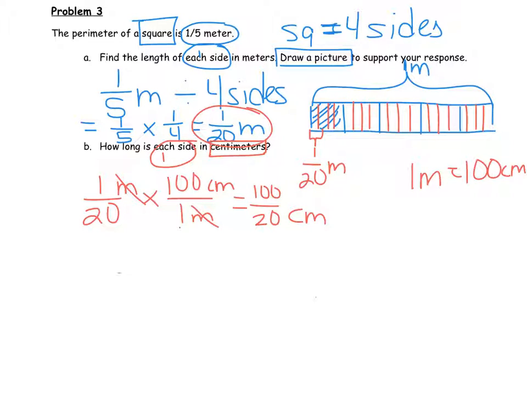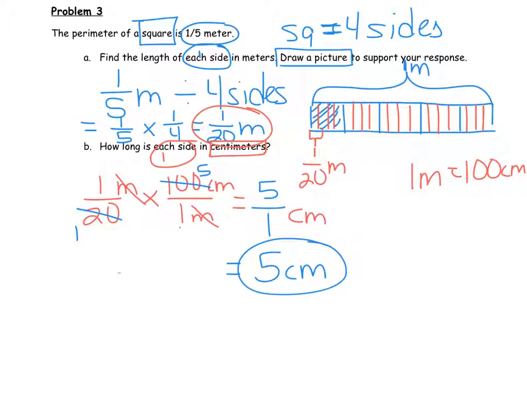But you know what? I forgot to simplify. Make life easy first. Goodness gracious. Well, I can simplify 20 and 100. I know 5 20s go into 100. So 100 divided by 20 is 5. 20 divided by 20 is 1. So let's do this over. Numerators. 1 times 5 is 5. 1 times 1 is 1. So 5 centimeters is equal to 1/20th of a meter. Make sure you showed all your work.